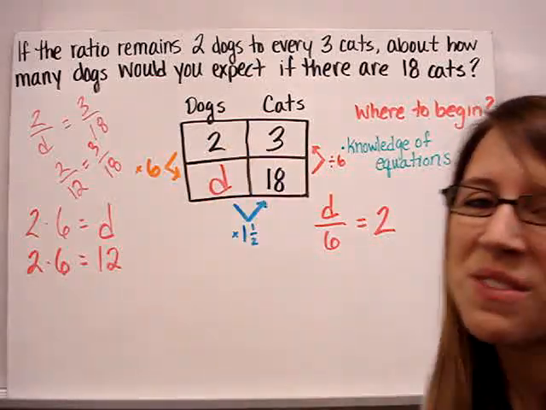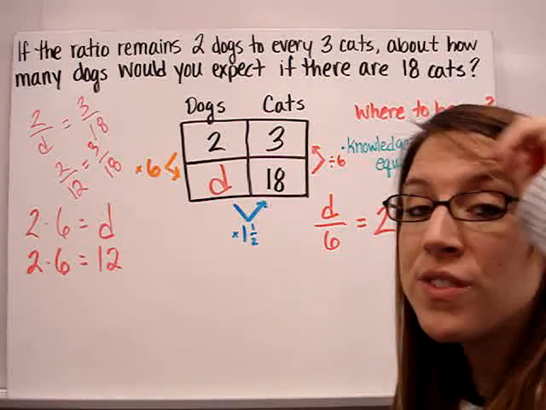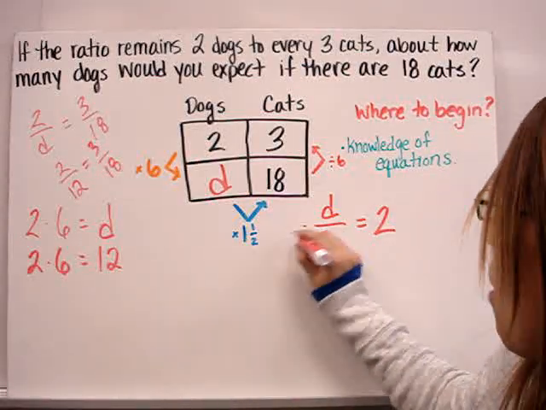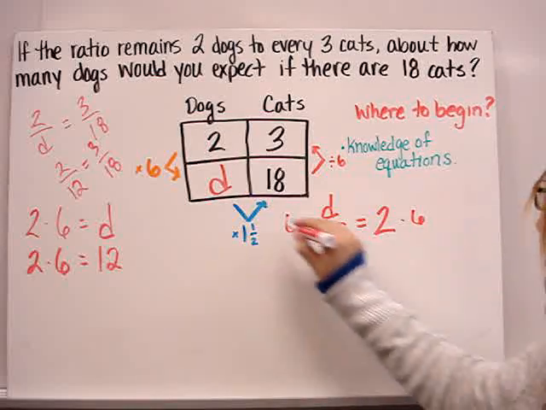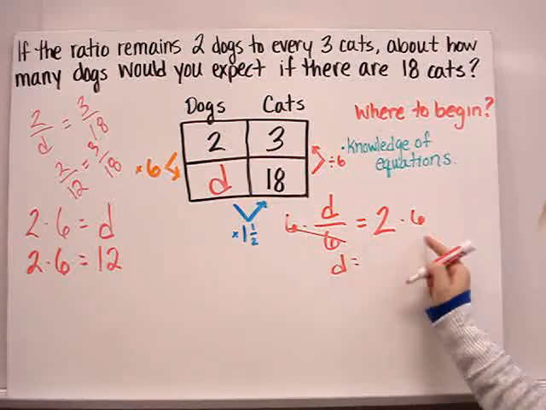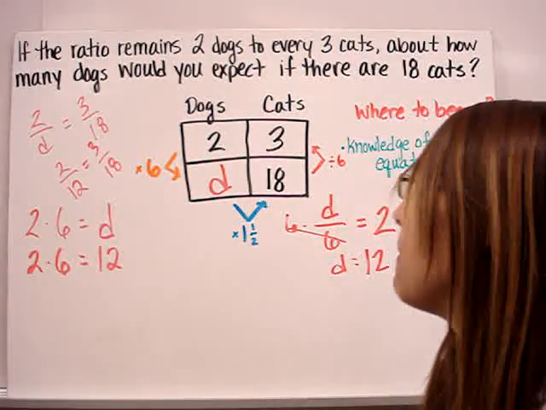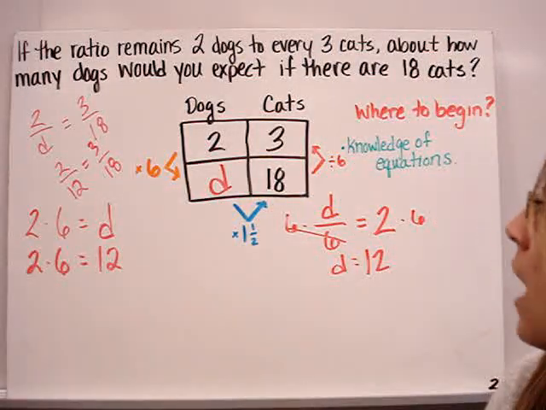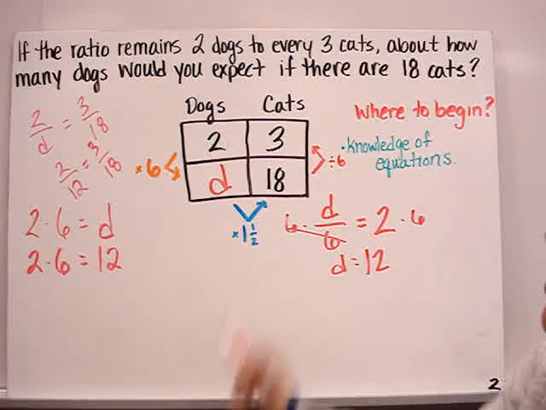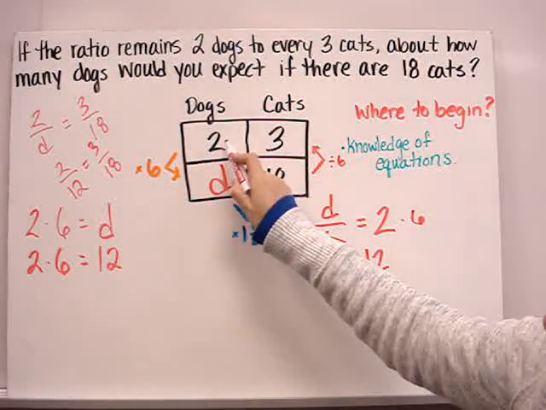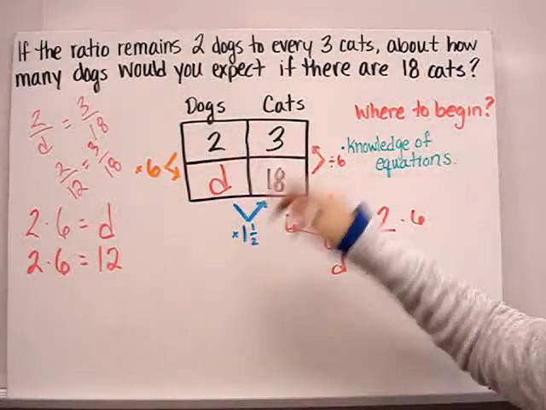Well, I know how to solve this equation. I know that the inverse operation of division is multiplication, so I would just multiply by 6 here, multiply by 6 here, D equals 2 times 6, which is 12. We already knew that. Are we right? Absolutely. So that's wonderful.